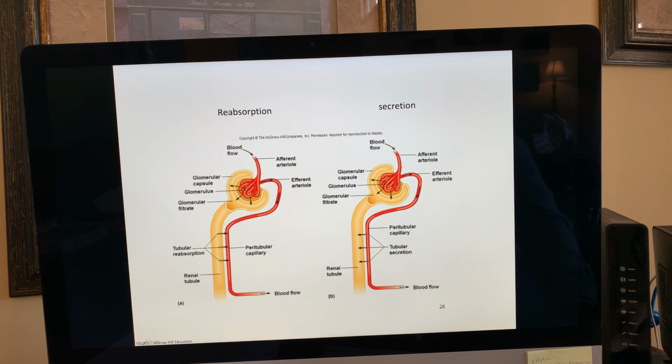And we've talked about secretion, which are things that may be filtered into the glomerular capsule, but you want to get rid of more of them. So those that remain in the efferent arteriole and into the peritubular capillaries are actively pumped in, so you end up with an increased removal of substances above what filtration did for you.